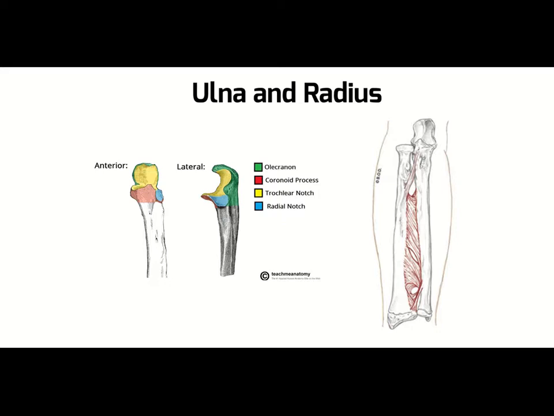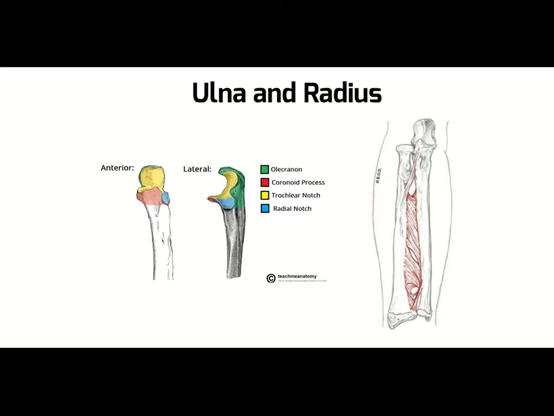So on the ulna, we have an anterior view and a lateral view. Looking from the front, we have this area that's on the anterior portion of the olecranon, and that's called the trochlear notch.